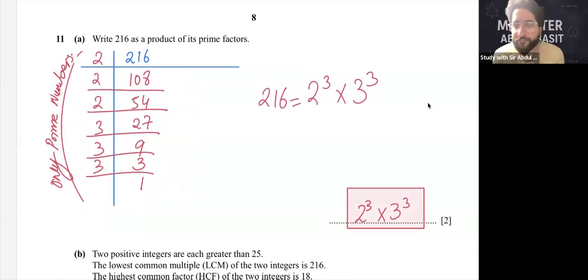समझ आया बेटा सबको? Understood or not? Yep. चलें जी, आगे चलते हैं.